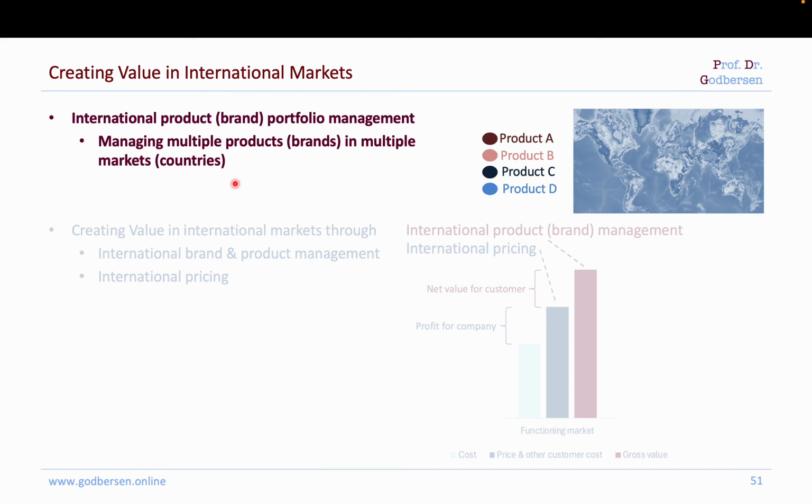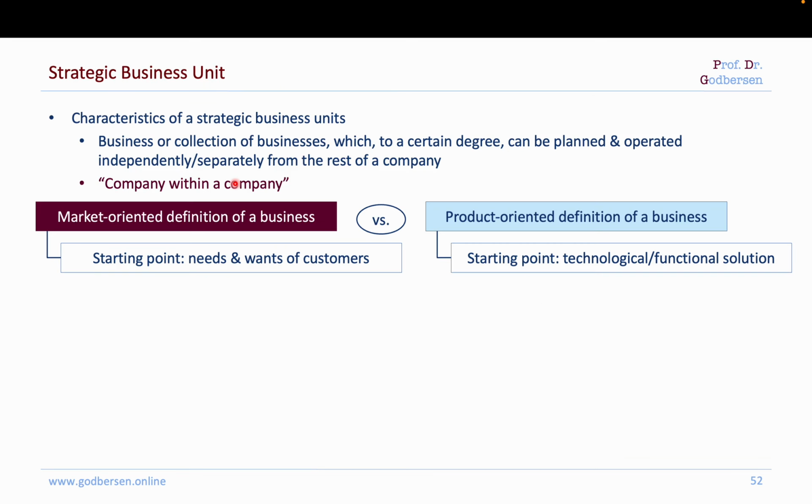First, let's go to international product country portfolio management. And I would like to introduce this topic through the lens of strategic business unit analysis and management. Thus, it is a very good idea that I tell you what a strategic business unit is. A strategic business unit is a business or collection of businesses which to a certain degree can be planned and operated independently from the rest of the company. One could say, I understand a business unit as a company within a company.